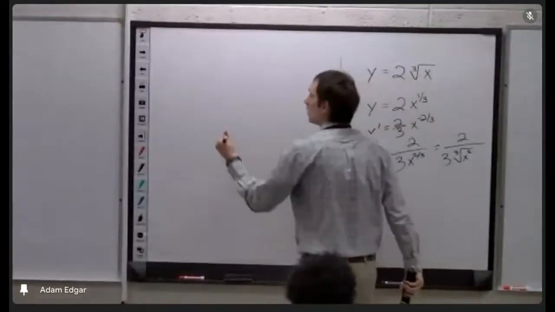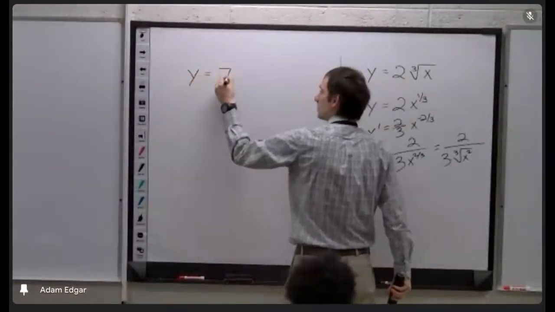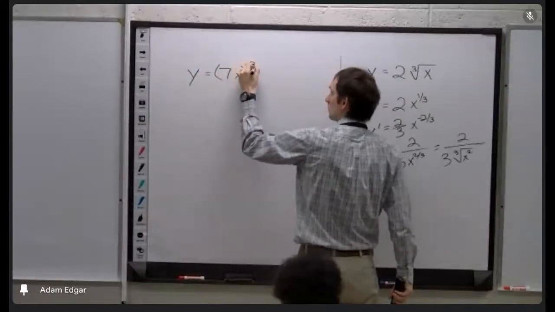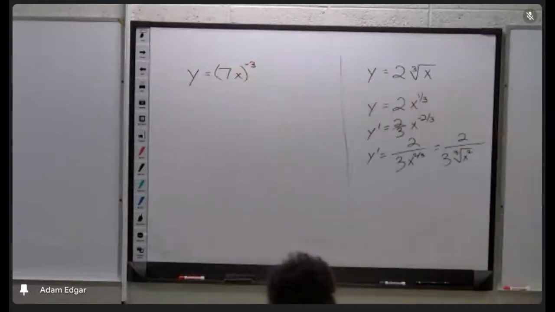All right. y equals 7x all to the -3rd power. This one's a little tough.